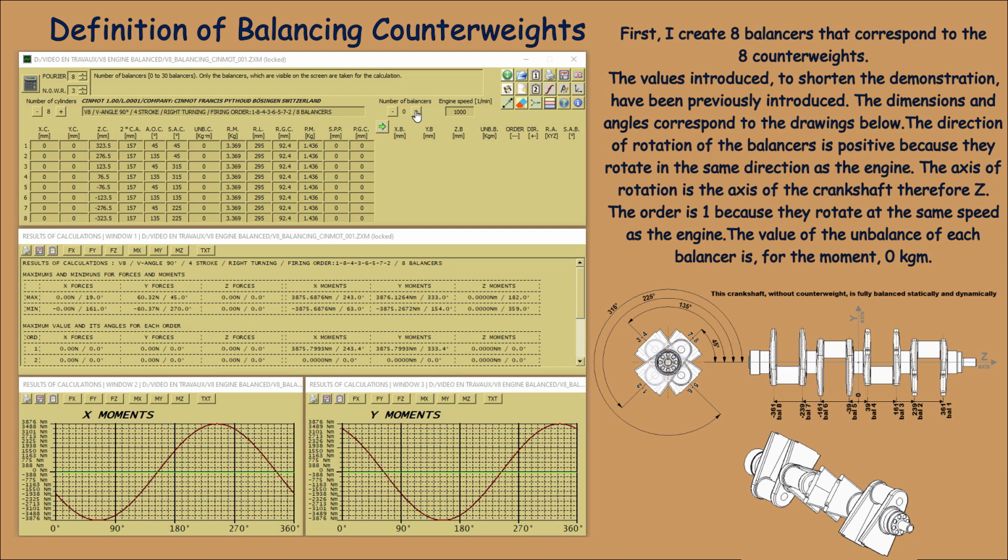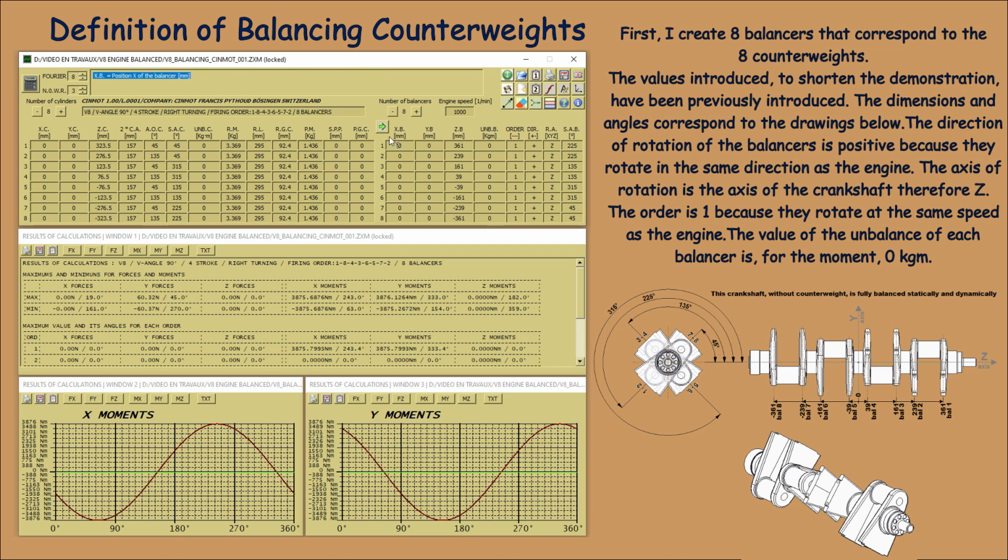First, I create 8 balances that correspond to the 8 counterweights. The values introduced, to shorten the demonstration, have been previously introduced. The dimensions and angles correspond to the drawings below. The direction of rotation of the balances is positive because they rotate in the same direction as the engine. The axis of rotation is the axis of the crankshaft, therefore Z. The order is 1 because they rotate at the same speed as the engine. The value of the unbalance of each balancer is, for the moment, 0 kg/meter.